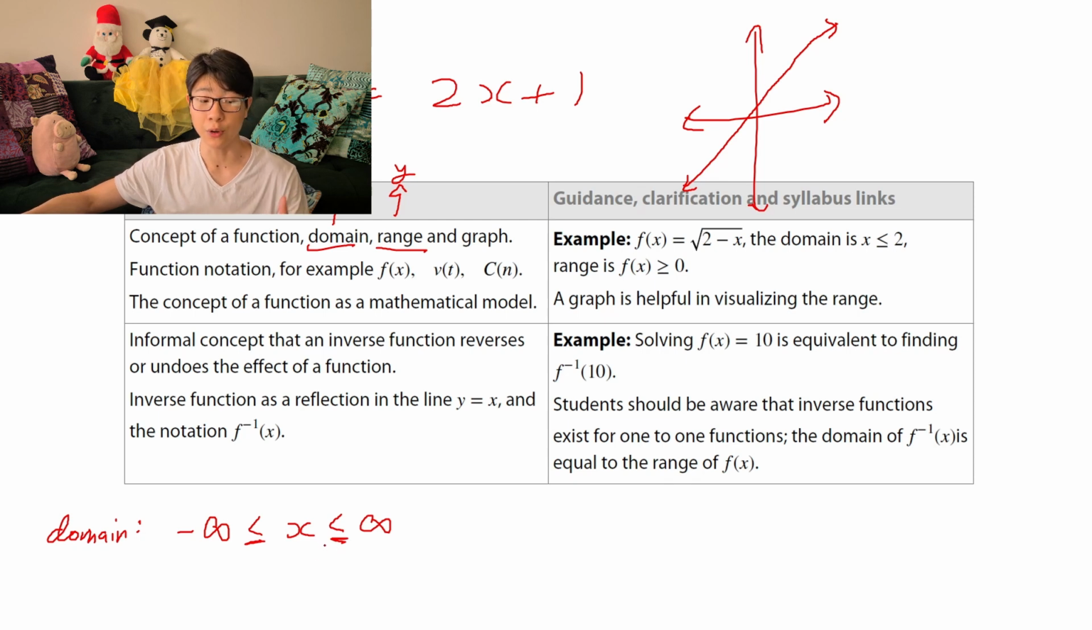That means it will be less than or equal to. But you can't have x equal to negative infinity. So whenever you're referring to infinity, we cannot have equal signs. So that's why it's just less than, not less than or equal to.